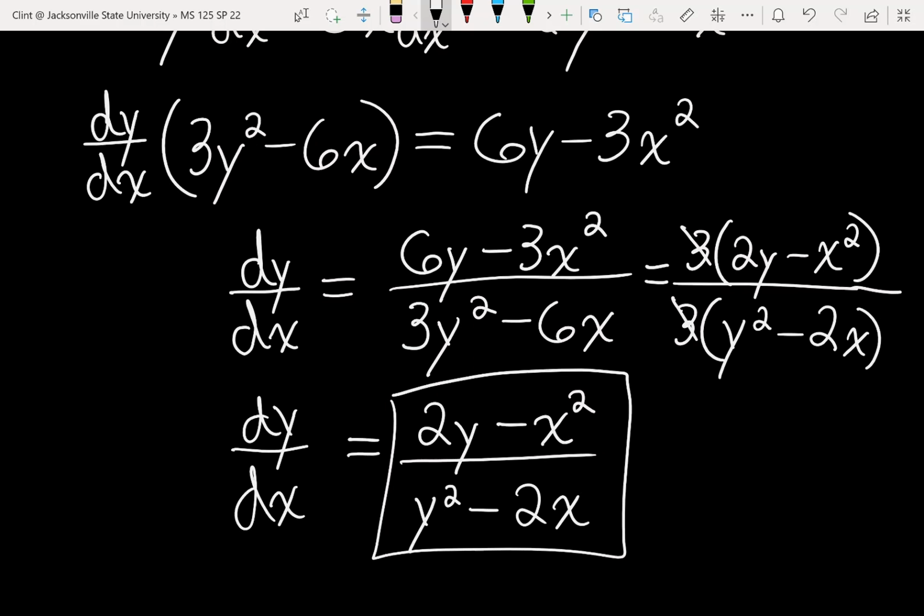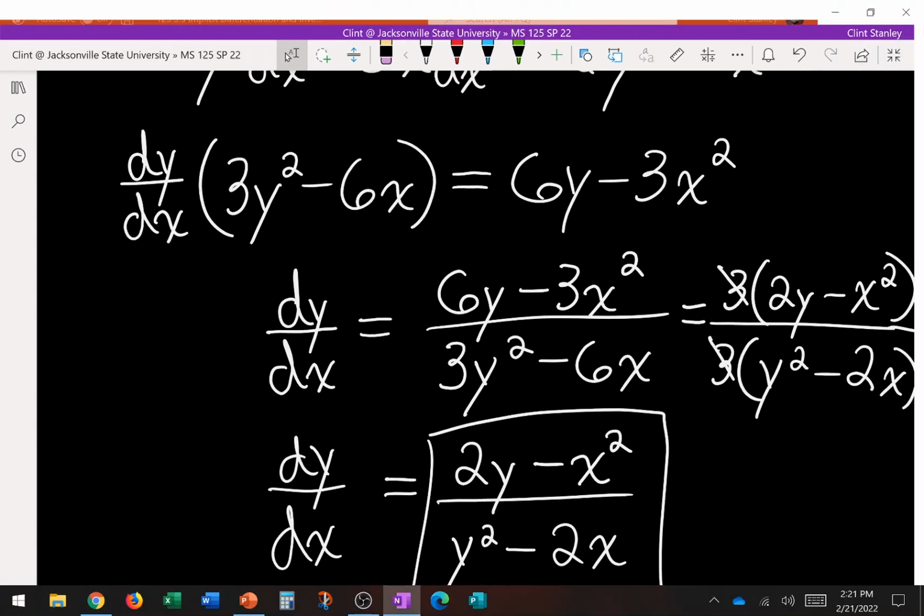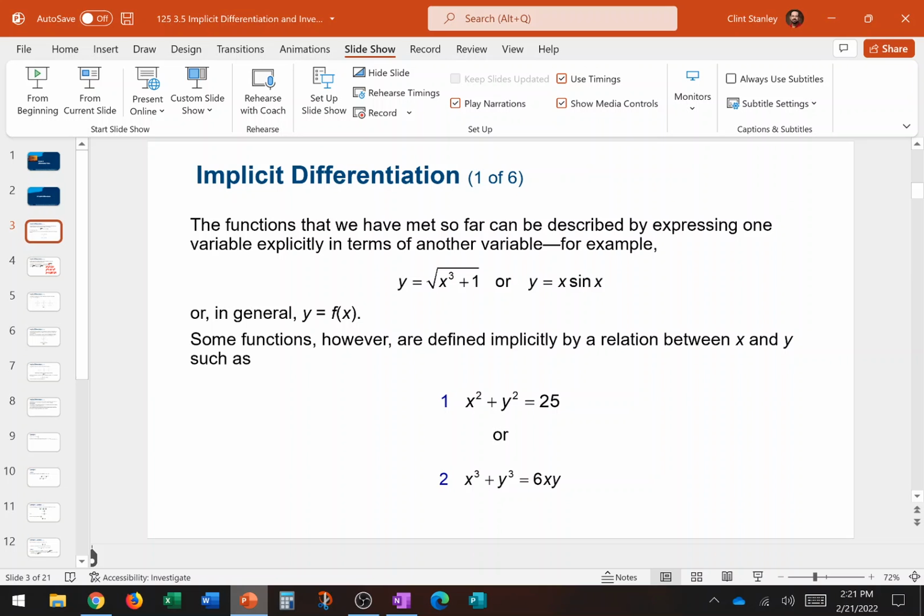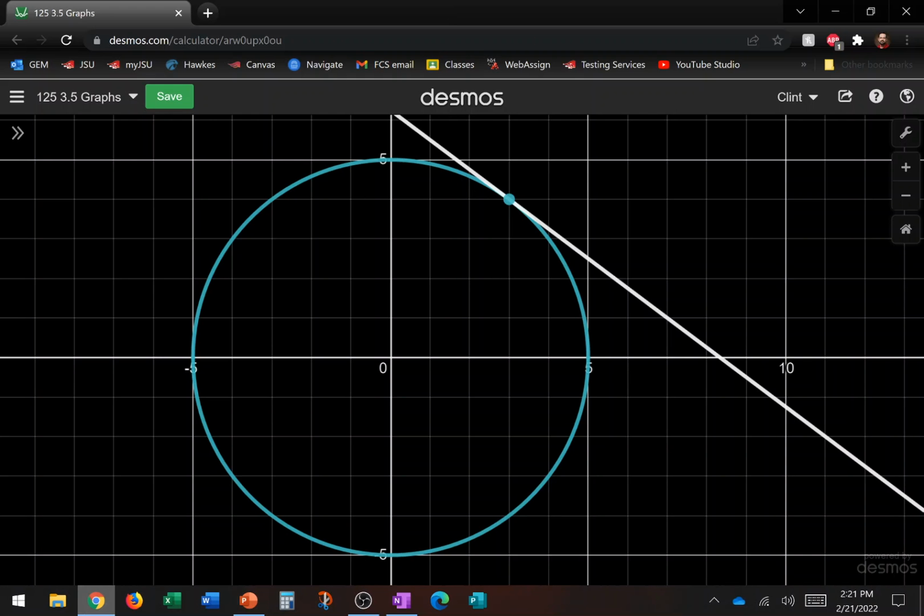And again, since we found this thing implicitly, we end up with something that involves x and y. That's okay. Where that comes into play is we have to know x and y to figure out which piece of our graph we would be on. Let's look at the folium again.